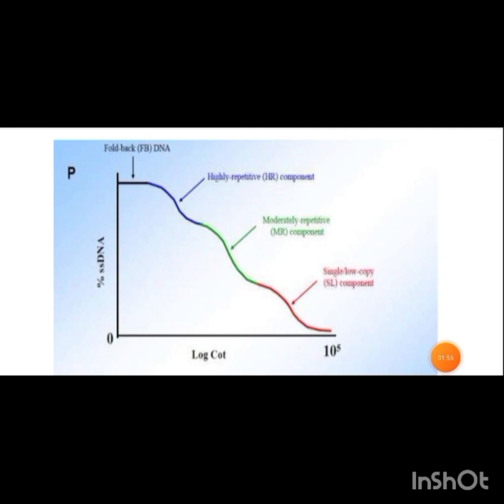In the next video, we will discuss repetitive and non-repetitive sequences in genome organization in detail.